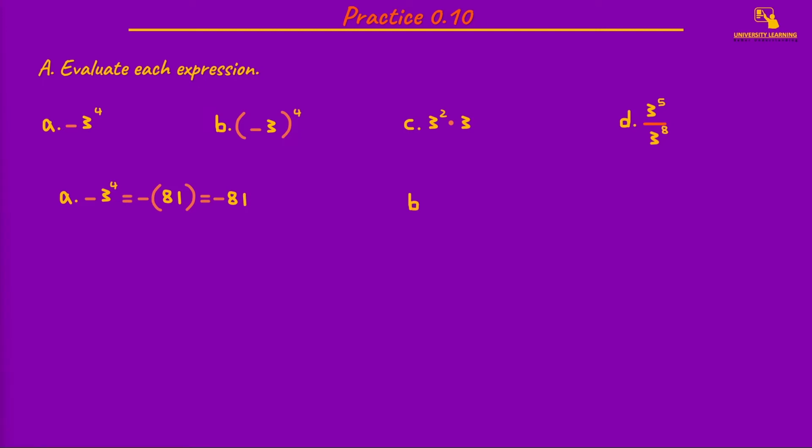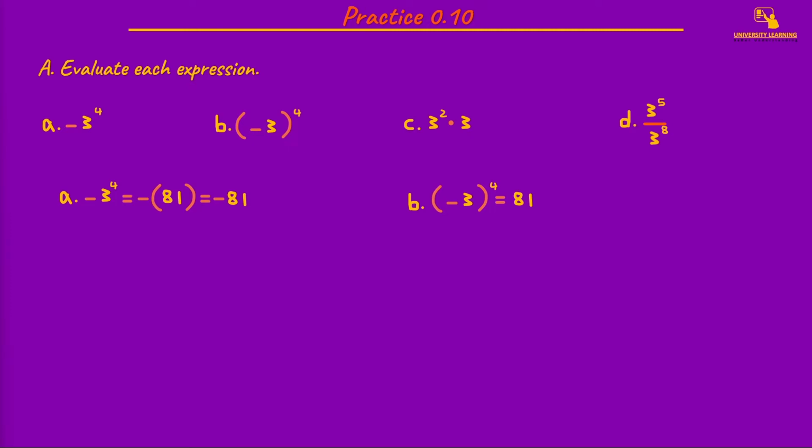We have parentheses negative 3 all to the fourth. So we can notice that the negative is included with the fourth power, or with the exponent to the fourth. So the answer will differ from the first practice, since a negative number multiplied by itself 4 times, or an even number of times, will result in a positive number. So the answer of this will be positive 81.